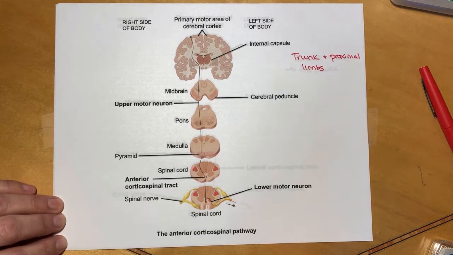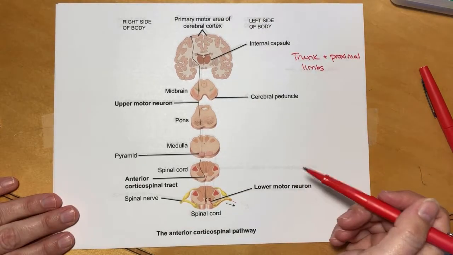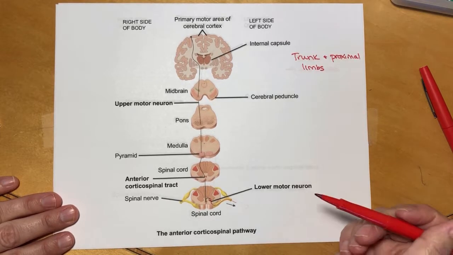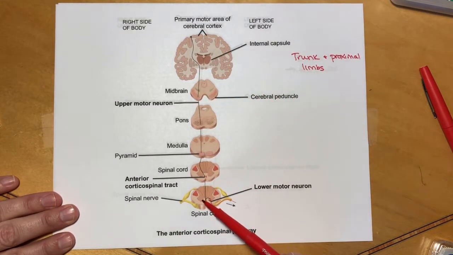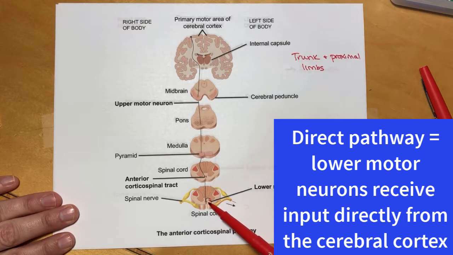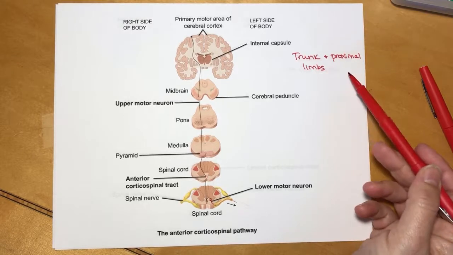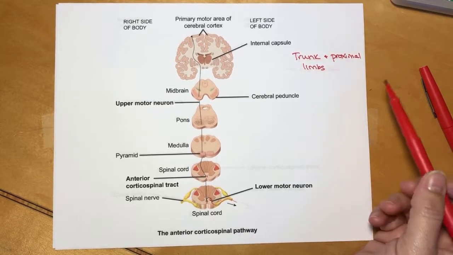So remember, when we were talking about the sensory pathways, we pretty much had 3 neurons. In these pathways, we only need 2 neurons to carry the information. Both the anterior and lateral corticospinal pathways are direct. We are taking our information directly from the cerebral cortex, and the upper motor neuron is synapsing directly with the lower motor neuron. So between these two pathways, the anterior and lateral corticospinal pathway, that's pretty much all the skeletal muscles of the body.